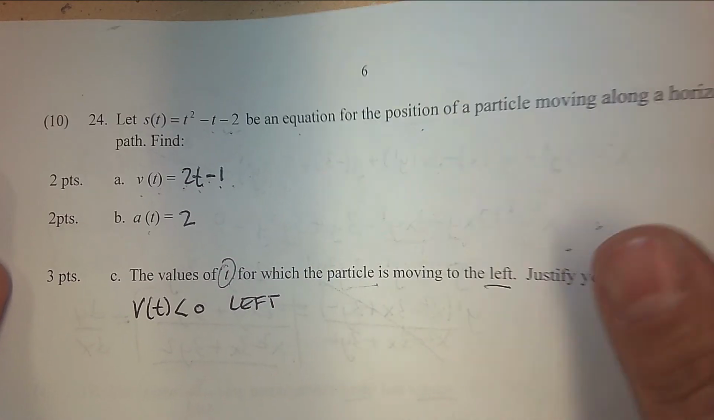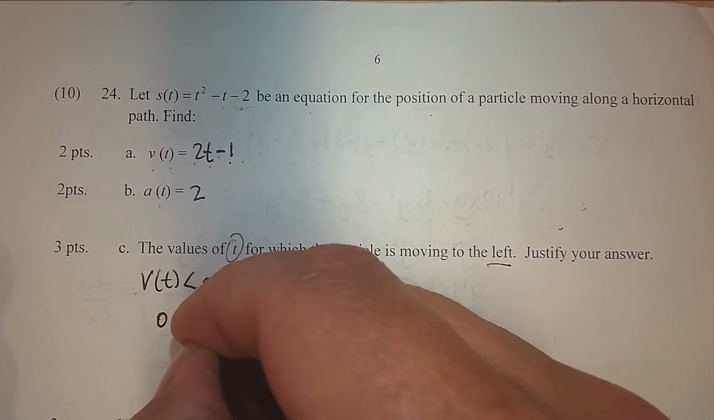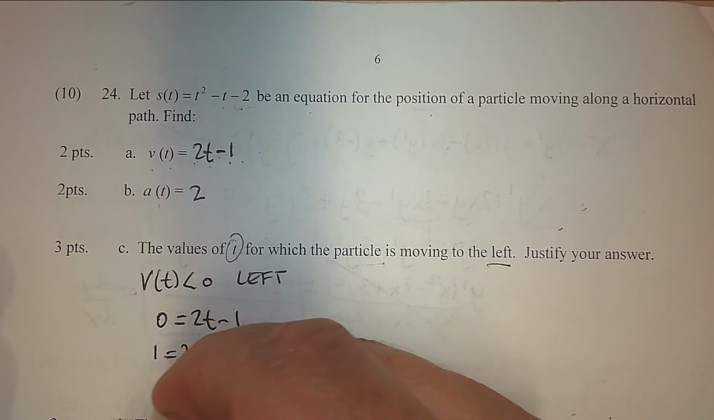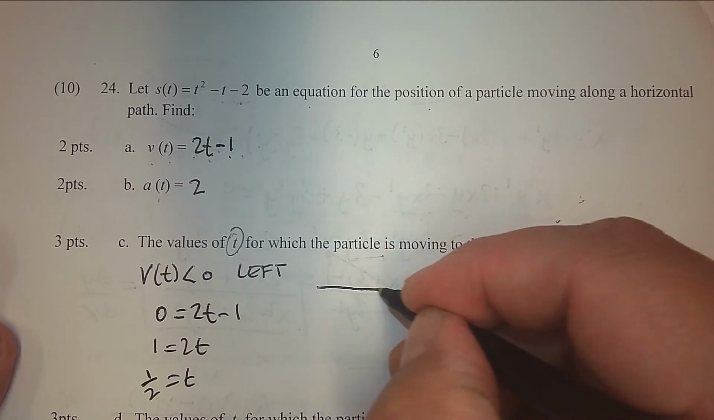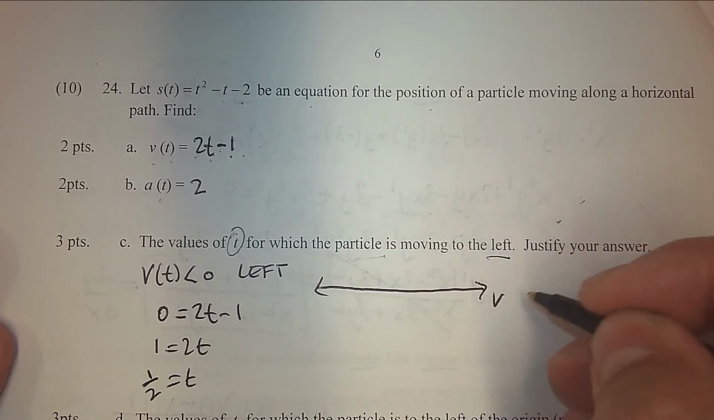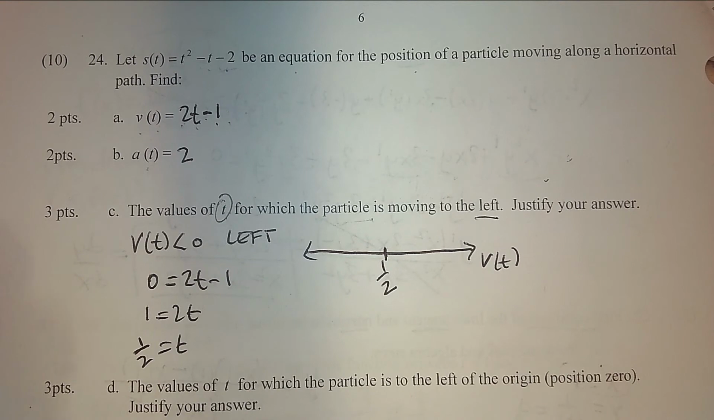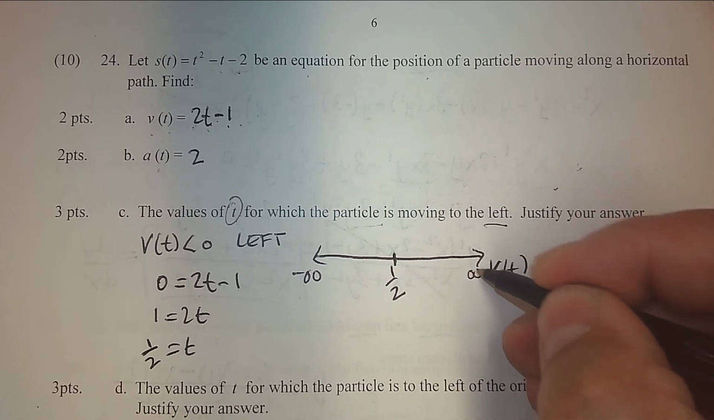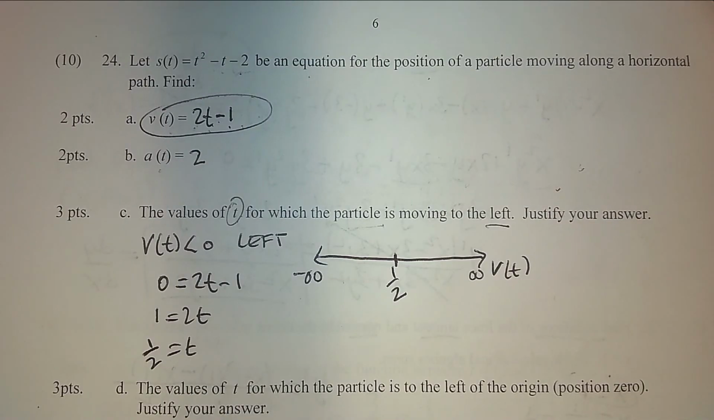But in order to understand that, we actually need to know when the particle is at rest, so we can understand left or right from the rest. So to understand when it's at rest, we take the velocity and make it equal to 0, and we solve it. We add 1, we divide by 2, and at what t value is it at rest? 1/2. Well, I am going to do a number line for the velocity. I know at 1/2 it's at rest. It's not going left or right. So from 1/2, I'm going to plug in a number that's smaller and bigger than 1/2 into the derivative and see if the answer is positive or negative.